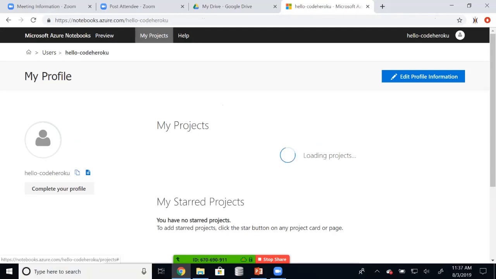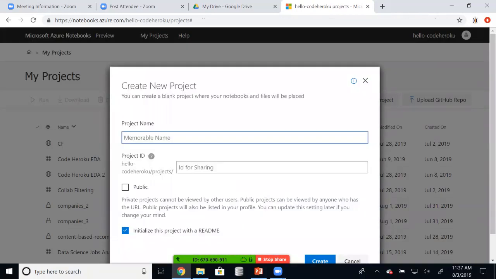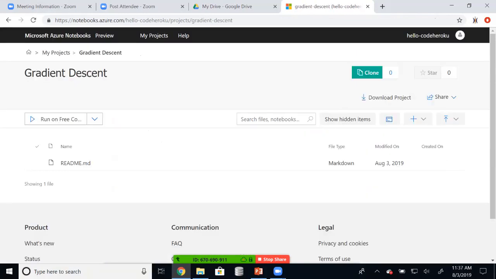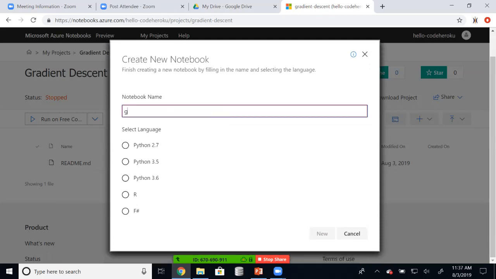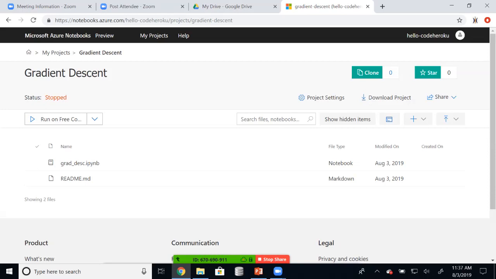All right, so I'm just going to go over to my projects. Let's create a new project. I'm going to call it gradient descent. Let's make it a public project, and let's create. I'm going to create a new Jupyter notebook over here, again gradient descent, Python 3.6, and let's create a new one. And let me know once you are ready.